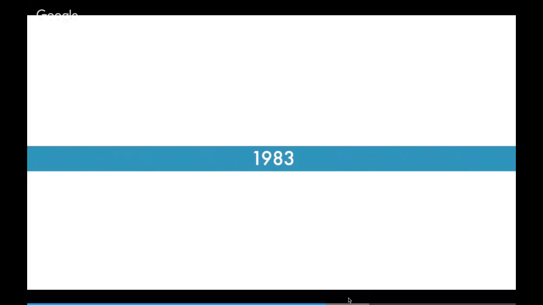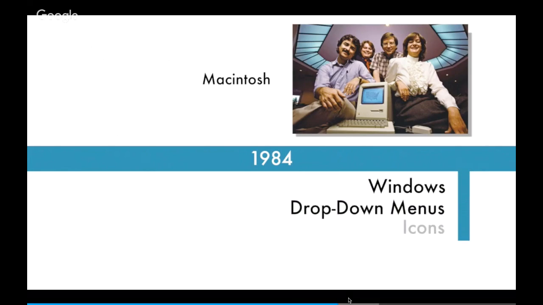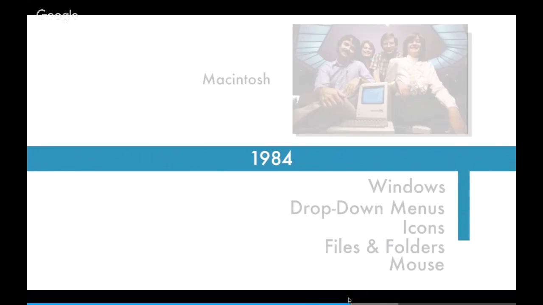Jobs incorporated a similar GUI into the Lisa and soon afterwards the Macintosh, providing GUI features such as windows, drop-down menus, icons, a file system with folders and files, and a point-and-click device called a mouse. The Macintosh became one of Apple's best-selling computers.